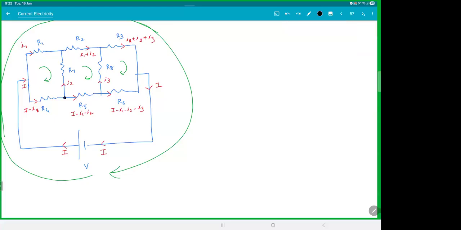And also write one equation going from A to B. One equation from A to B. Yeah, any way you can write. First, get the four loops.